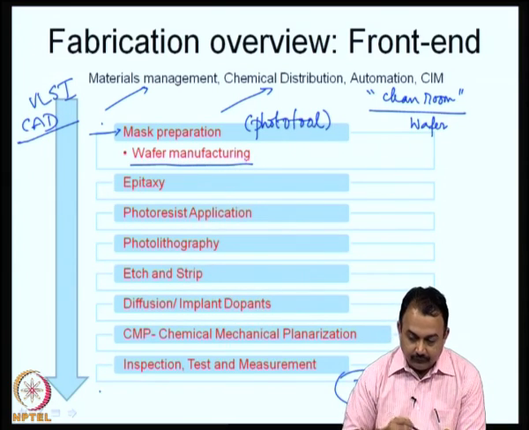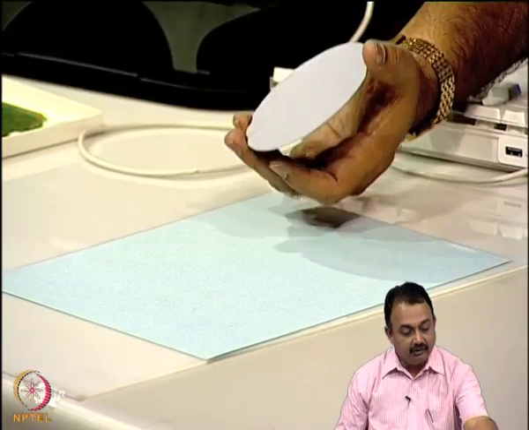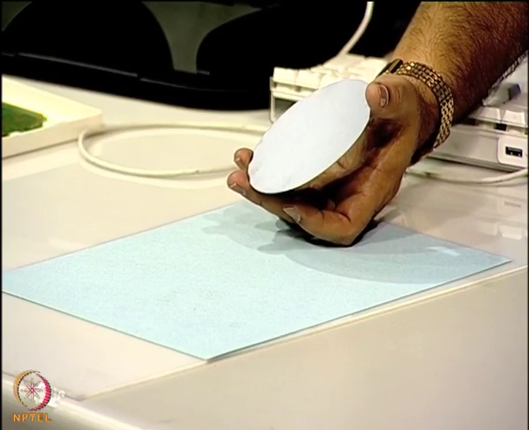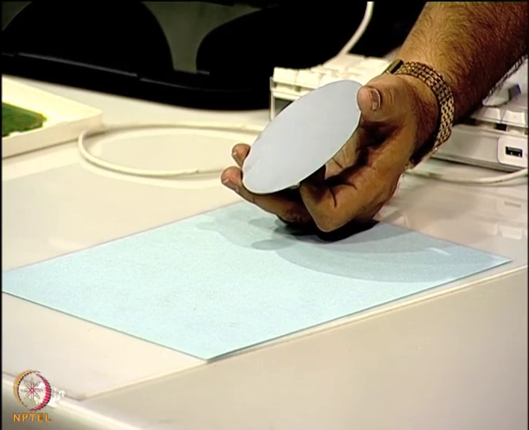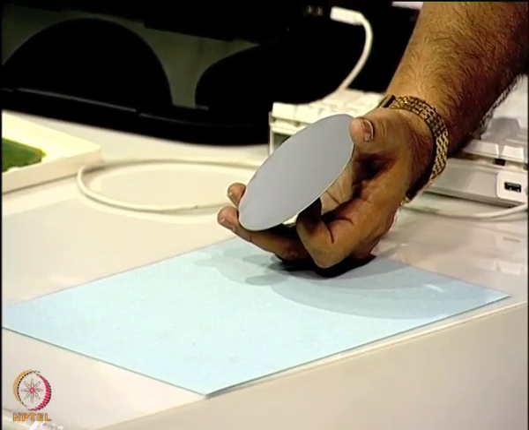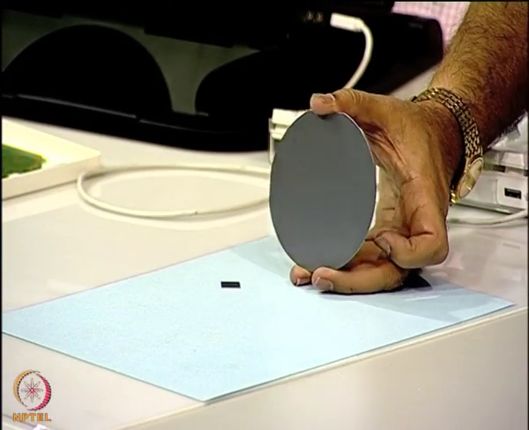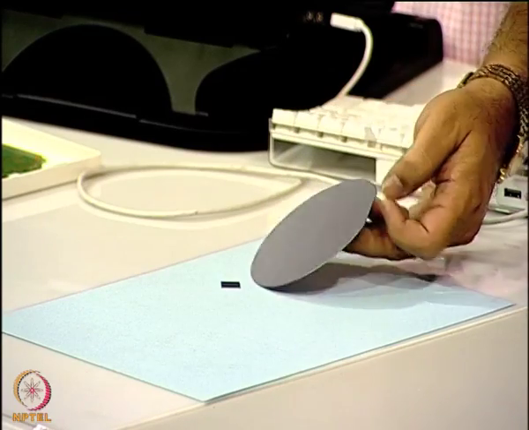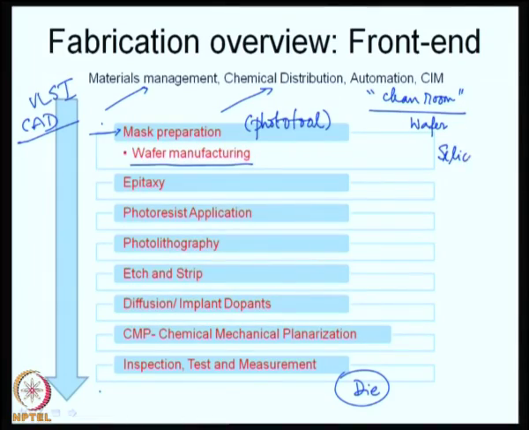Now, this mask is taken now into the wafer manufacturing section. So, as you know, we are now going to generate this kind of a wafer, and from these you are going to get singulated dies like this. Okay. Now, the first process is you must know what type of material you are going to start with. Let us assume we are going to start with silicon. Silicon is the starting material.